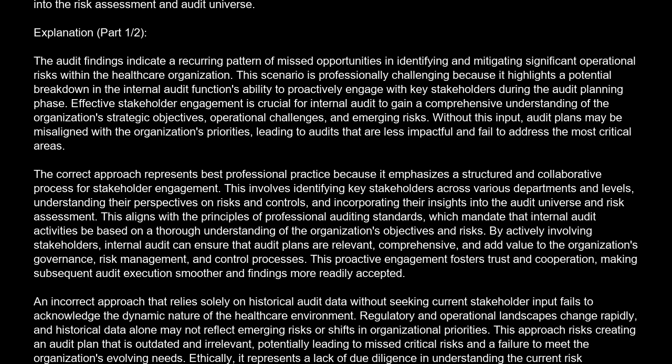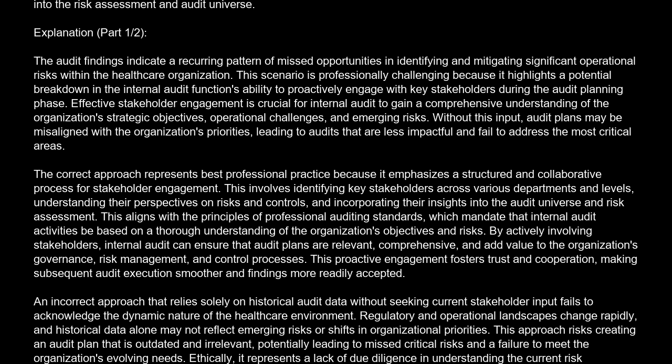By actively involving stakeholders, internal audit can ensure that audit plans are relevant, comprehensive, and add value to the organization's governance, risk management, and control processes. This proactive engagement fosters trust and cooperation, making subsequent audit execution smoother and findings more readily accepted.